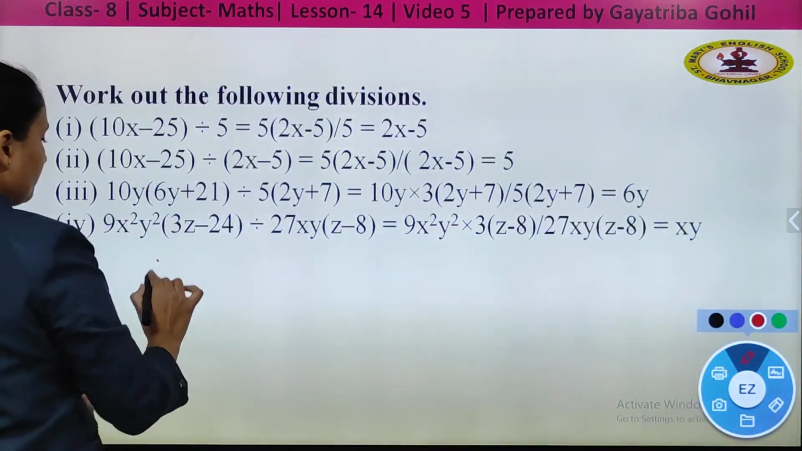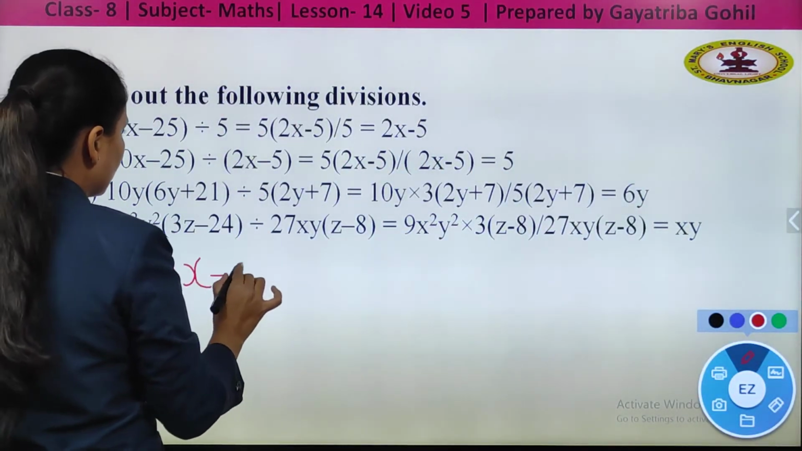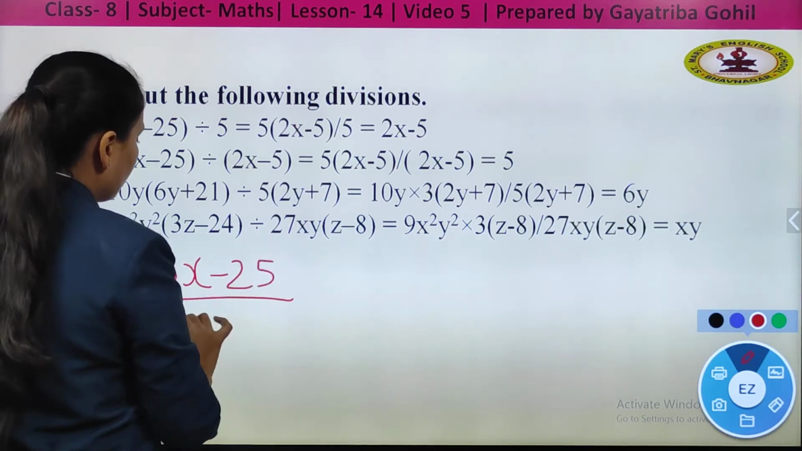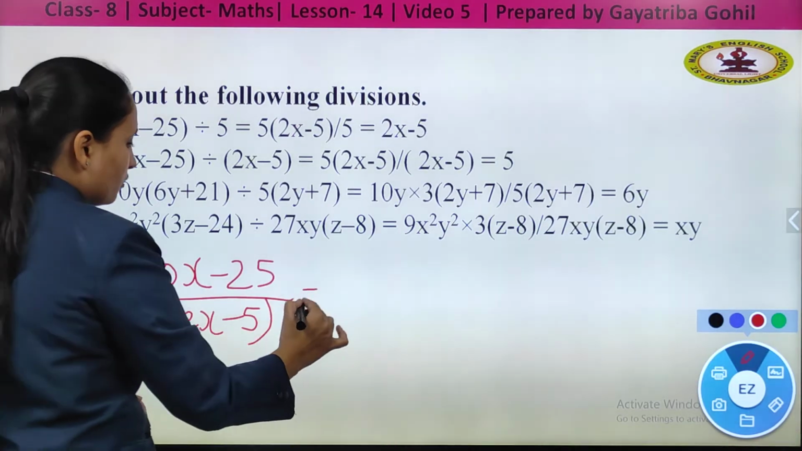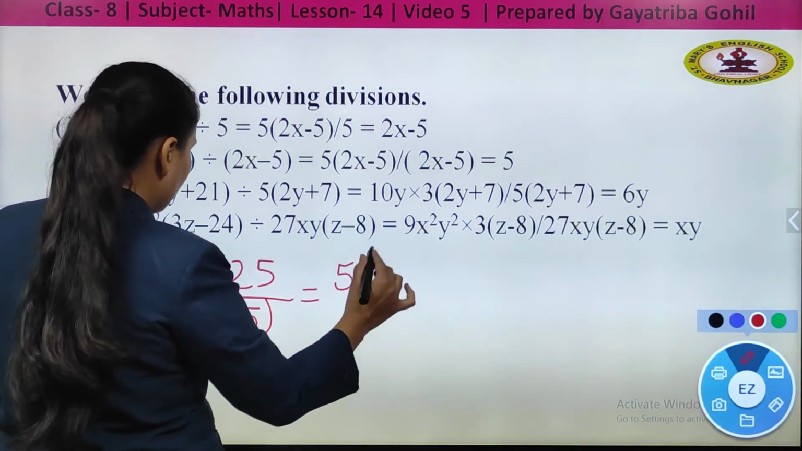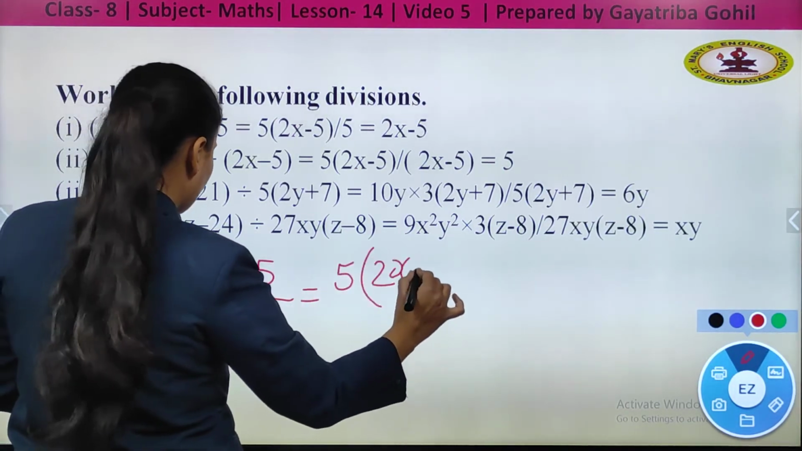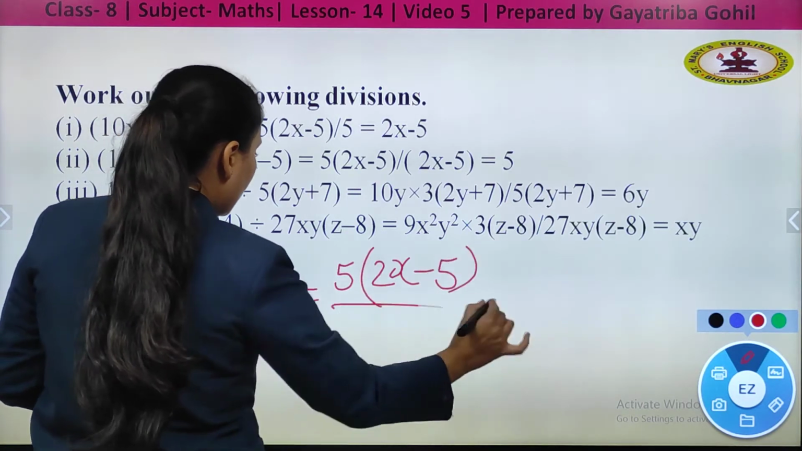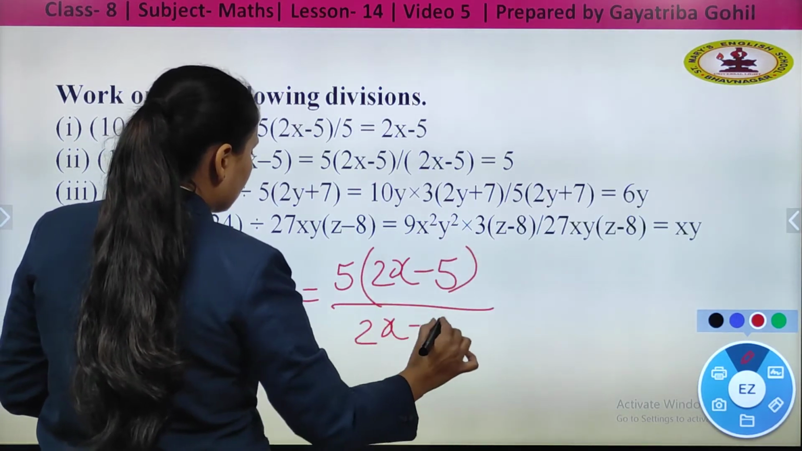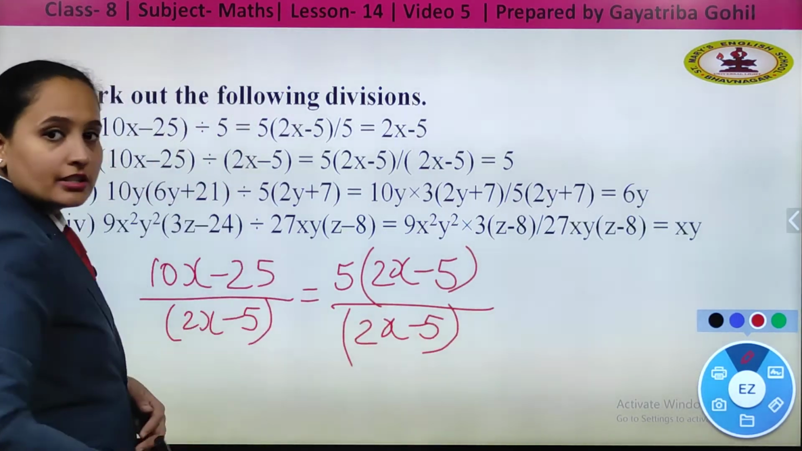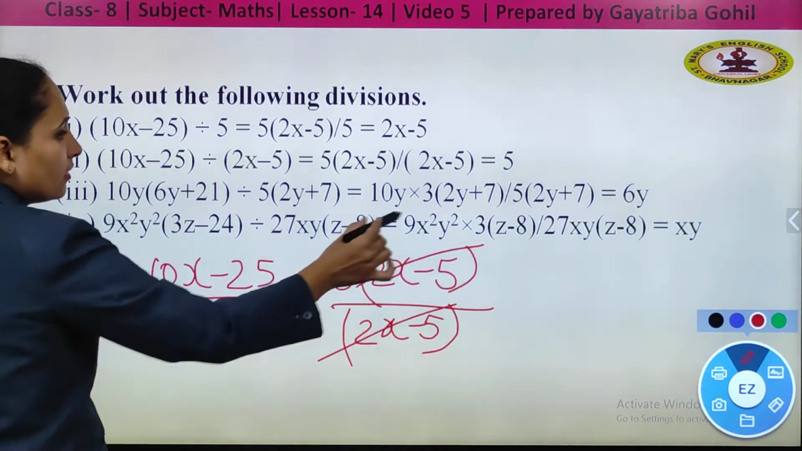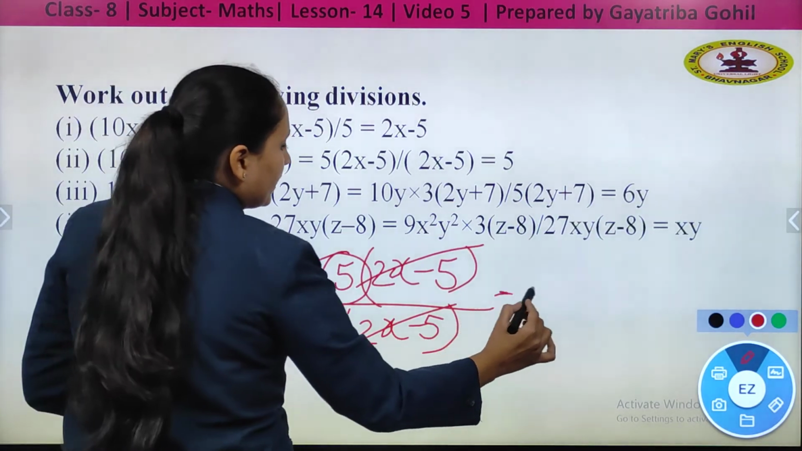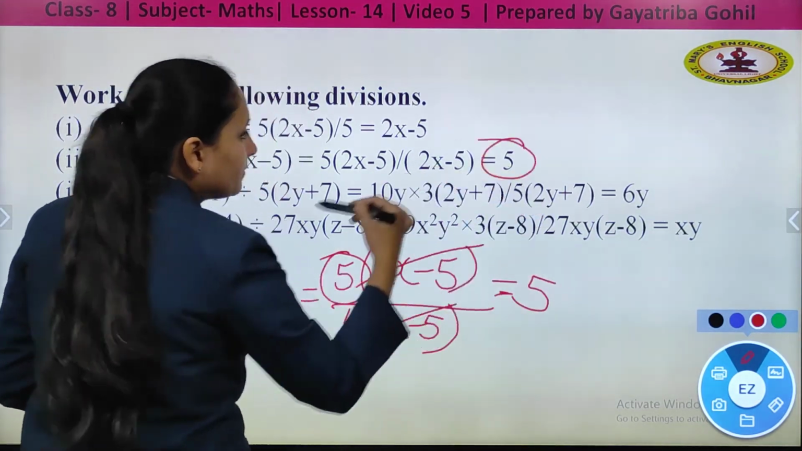One more. 10x minus 25 divided by 2x minus 5. So, over here 5 can be taken common. So, inside the bracket you will have 2x minus 5 and in the denominator you will have 2x minus 5. So, 2x minus 5 and 2x minus 5 can get cancelled. What will be left? Only 5. That is my answer.